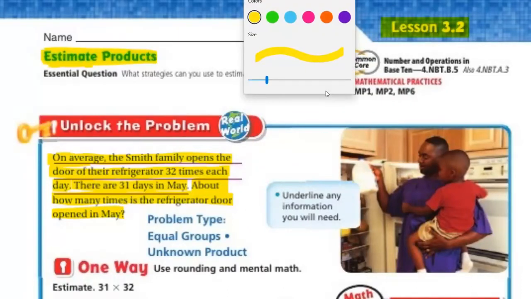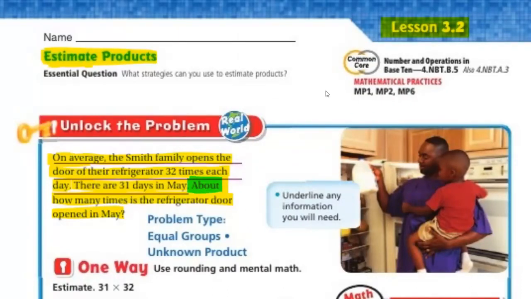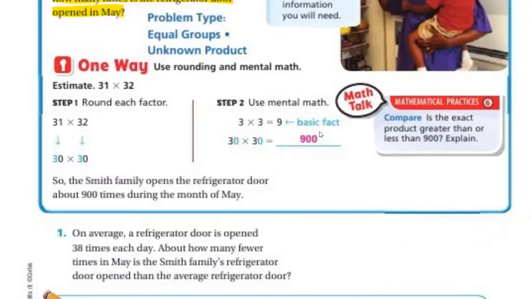Okay, firstly, we have here this word, about. And as I said before in the previous lessons, if you see this word, you have to estimate, okay? So let's estimate the product of 32 and 31. Use rounding and mental math. Let's estimate 31 multiplied by 32.